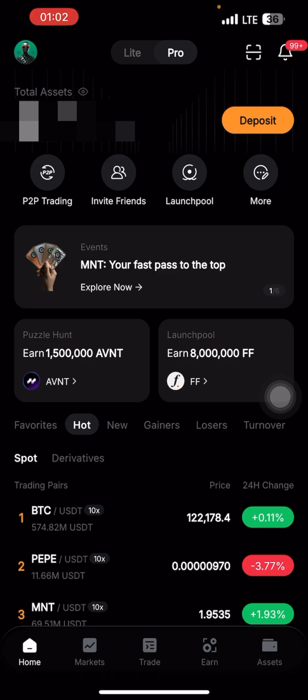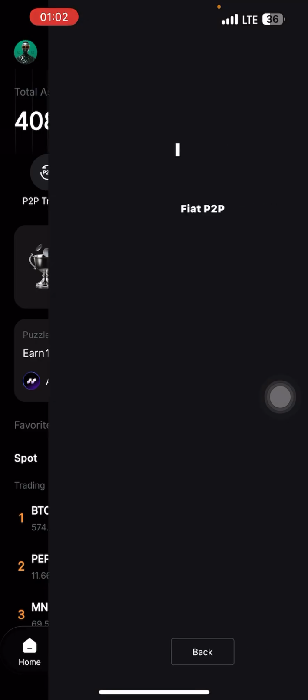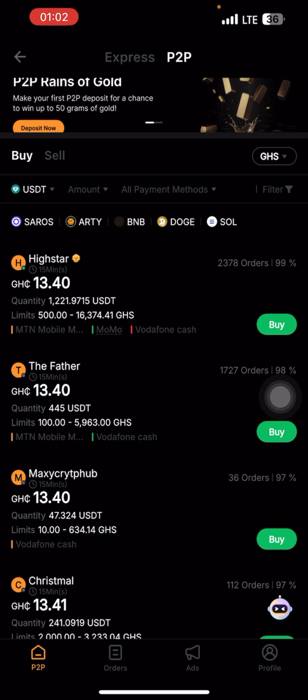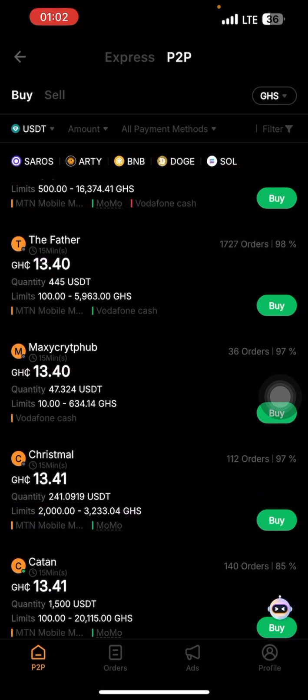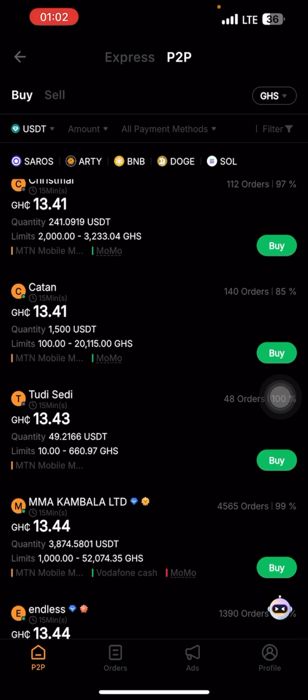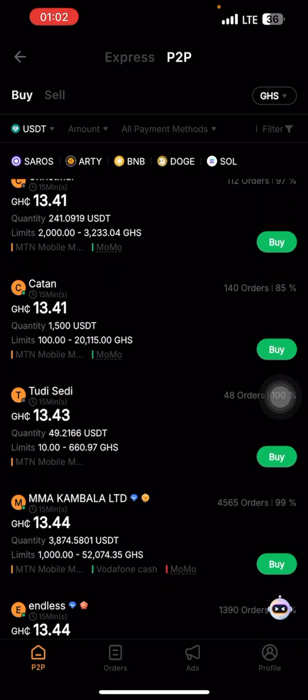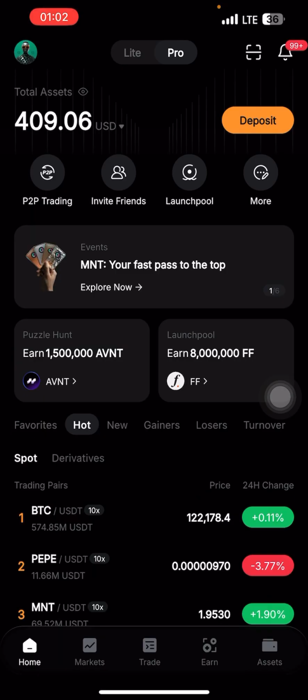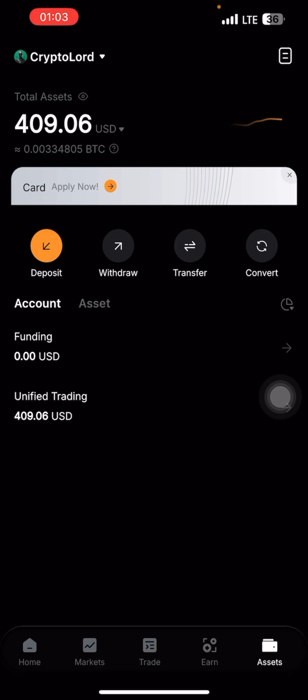As a beginner, when you download your exchange, first of all, you have to go to your P2P and buy your crypto. Here, if you're in Ghana, to get one USDT you will spend 13.41 Ghana cedis. And if you want to know how to buy your coin with mobile money, it's part of my mentorship, I'll teach you everything. When you buy it, the money will be in the funded wallet.